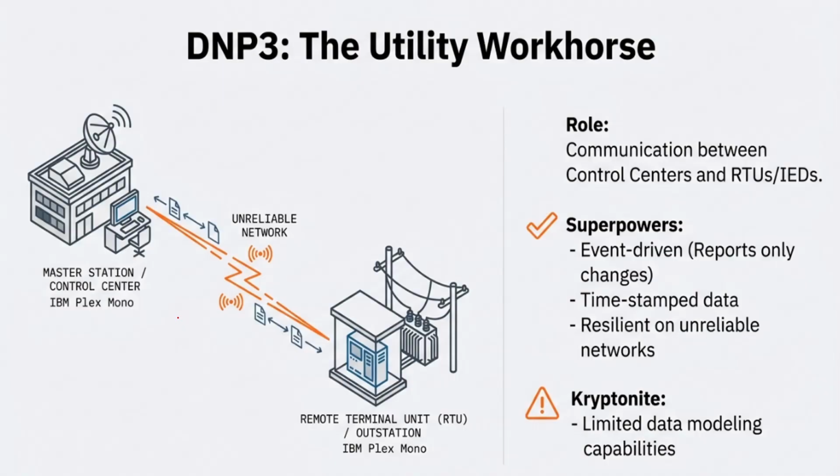The DNP protocol is used to communicate from the master stations to our field devices, right? It could be an RTU, or it could be intelligent equipment. The purpose, as I said, is to establish reliable communication between the control center and the RTUs.